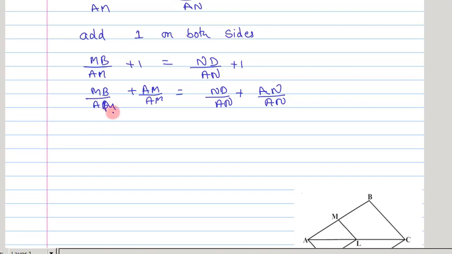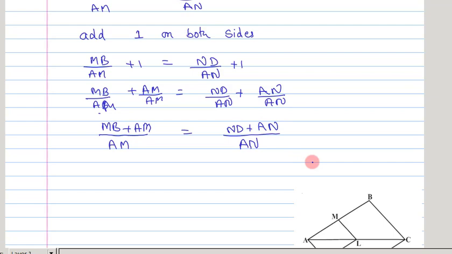Now as both terms on the LHS have the same denominator AM, I am writing the common denominator AM. Then I am adding MB plus AM is equal to, and the RHS part also, these are like fractions, so I am writing the common denominator AN and adding the numerators AD plus AN.